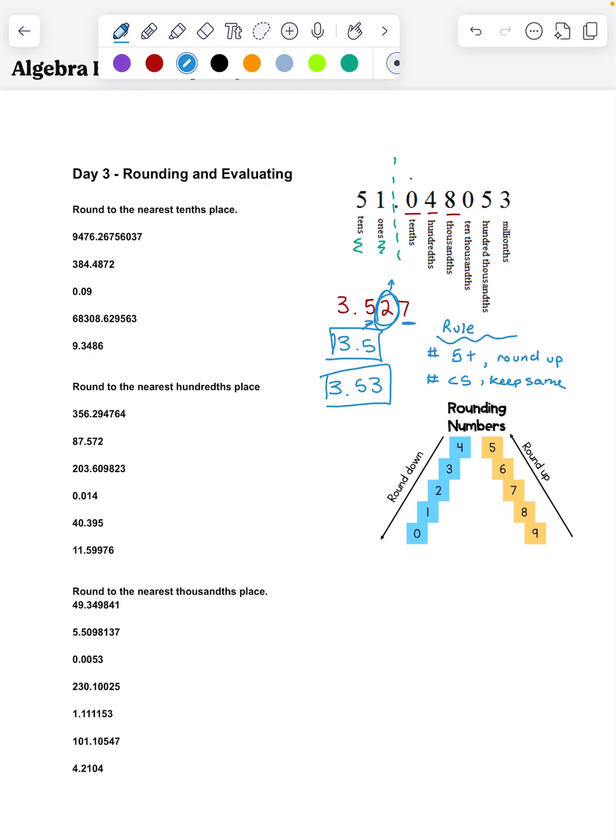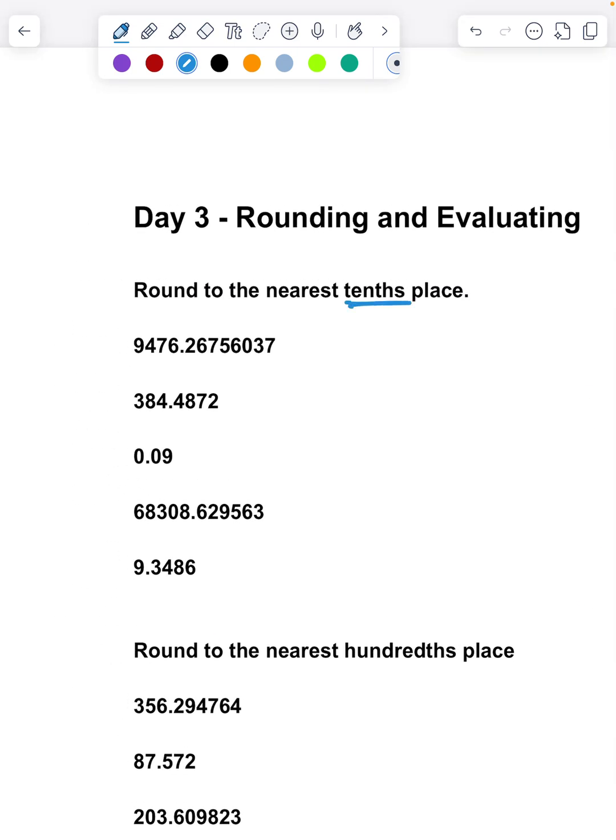Let's do a couple examples here. These are all rounding to the tenths place, so we want to look at all the numbers that come right after the decimal point. We're going to be looking at the numbers after it to tell us if we are rounding up or down. All right, first one. This 6 is bigger than 5, so we are going to round up. So our answer is 9,476 point, rounding up, 3.